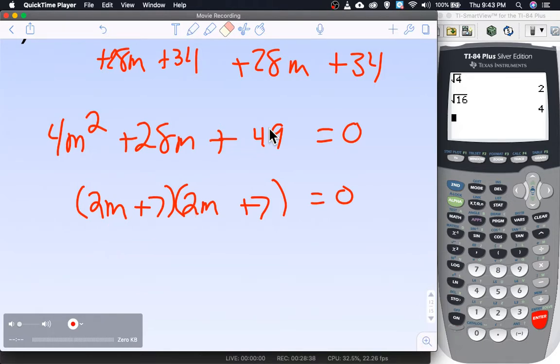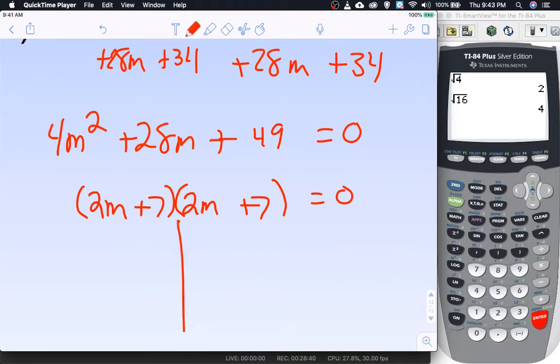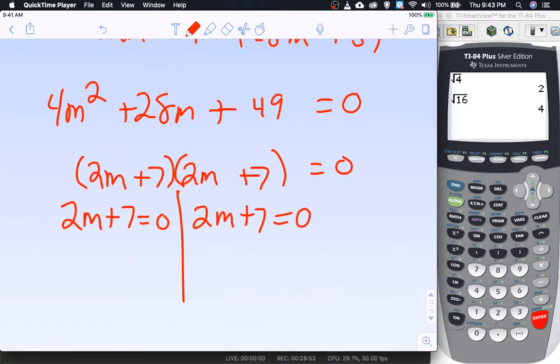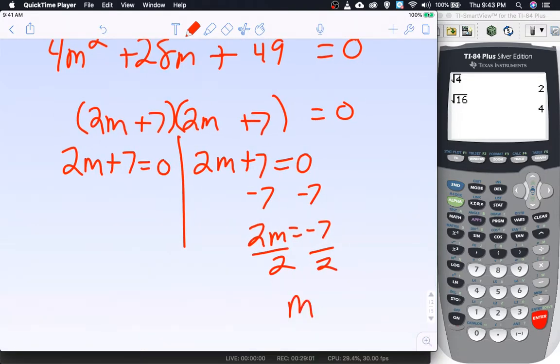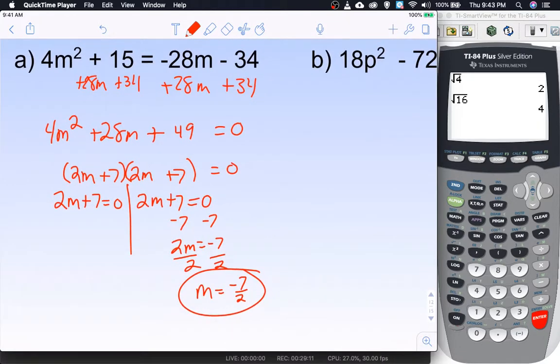So we've done that. Zero product property. Well, wouldn't it be kind of dumb to solve this equation twice? It's the exact same thing. I'm going to solve it once. Minus 7 on both sides. 2m equals negative 7. Divide, and m equals negative 7 over 2. So we actually only got one answer here. One solution. Where in all the other previous problems we got 2, this only has one solution.